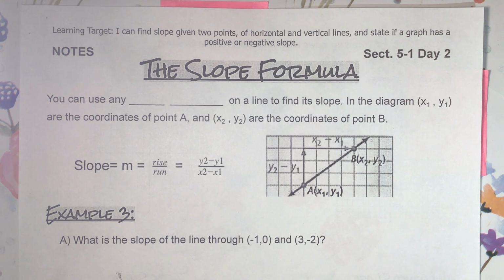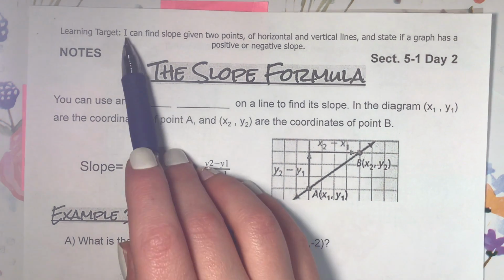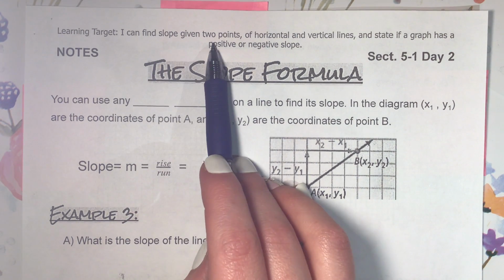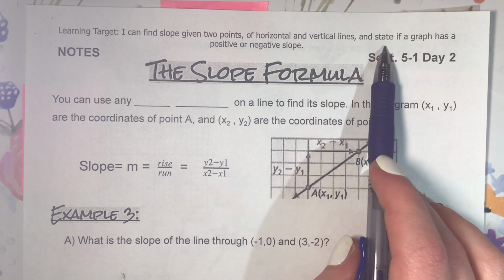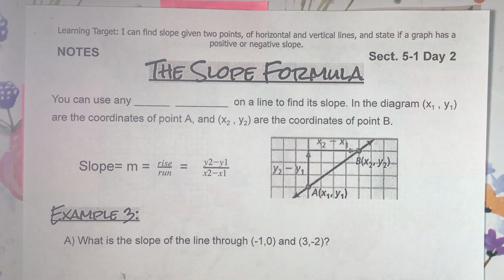We are continuing in Chapter 5, and now we are completely focusing on the slope formula. Yesterday, we talked about rate of change and slope in general, and now we're going to talk about calculating this. What I'd like for you to be able to do by the end of this lesson is to find slope given 2 points of horizontal and vertical lines and state if a graph has a positive or negative slope.